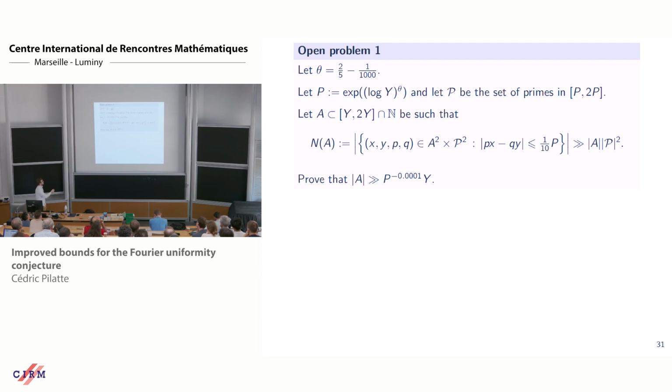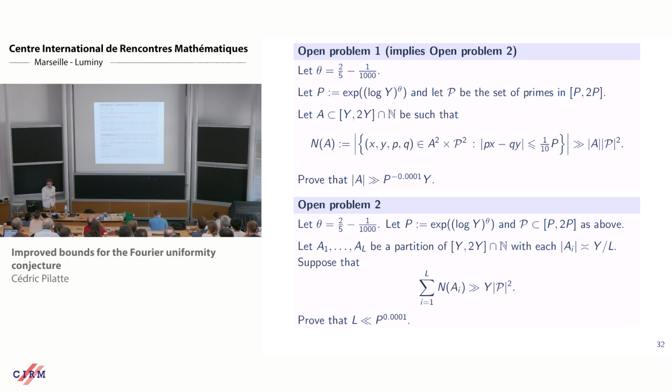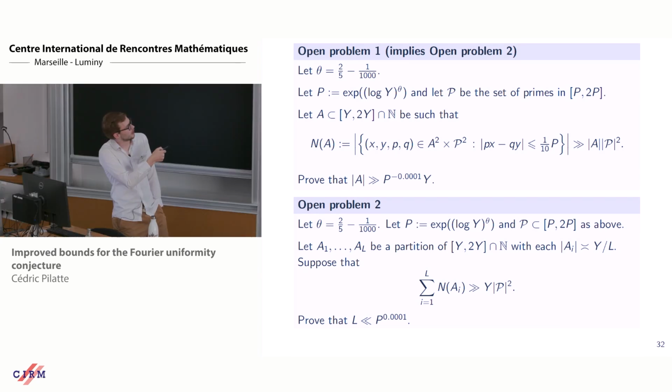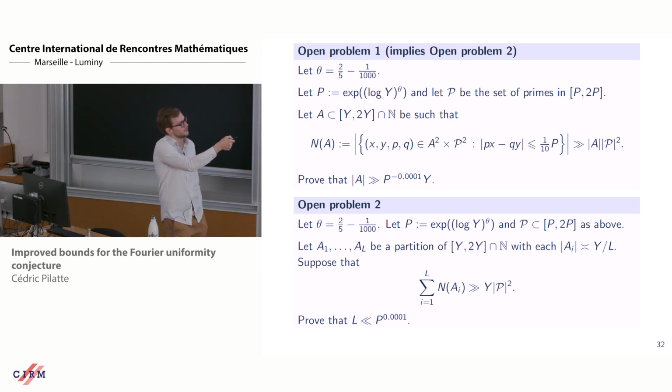And another open problem, which is supposed to be simpler, because if you can solve problem 1, then you can solve problem 2, except that the statement of problem 1 is a little bit more involved. And the only way I know how to solve this for theta bigger than 2/5 is to prove problem 1. So we fix theta, p and curly p as before. And now we assume that we have not just one set A, but a whole partition A1 up to AL of this integer interval, where every set is of size y over L.